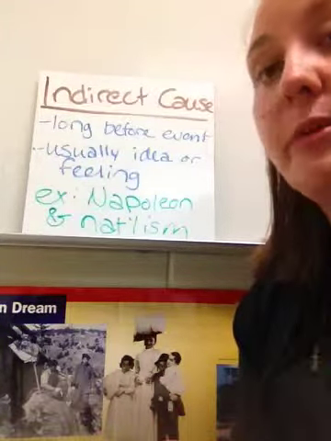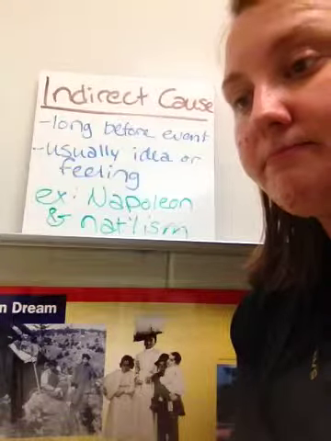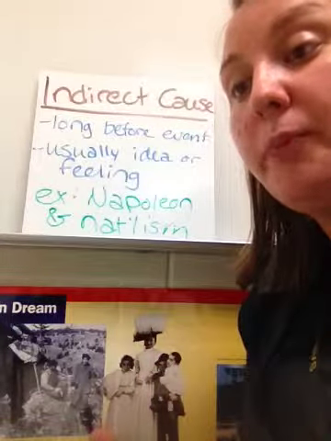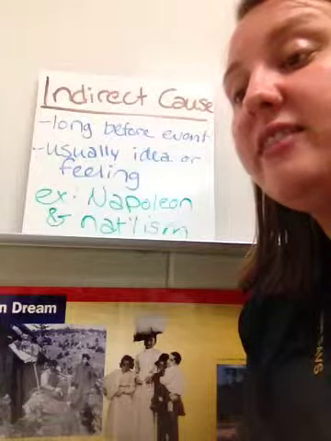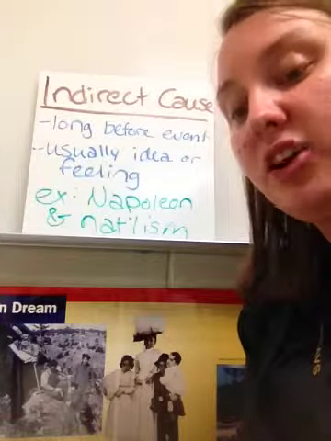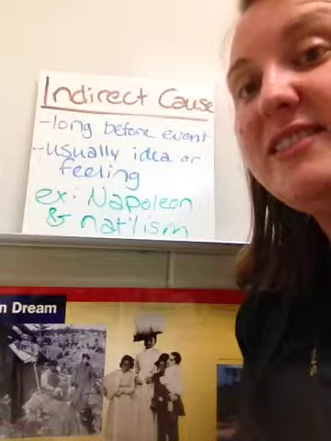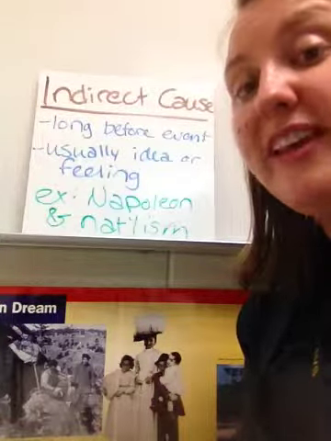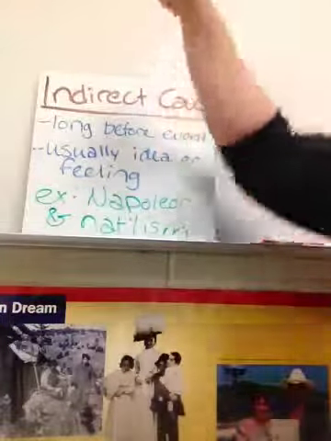Because of nationalism, people in Napoleon's empire felt that they wanted to belong to their own nations. They thought that their nations were better than being part of the French Empire. So they started to not like Napoleon. They started to rebel against him. Okay, and they started to just distrust the government. That was one of the indirect causes of Napoleon's empire falling apart.